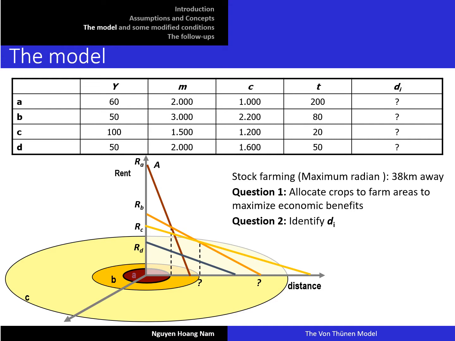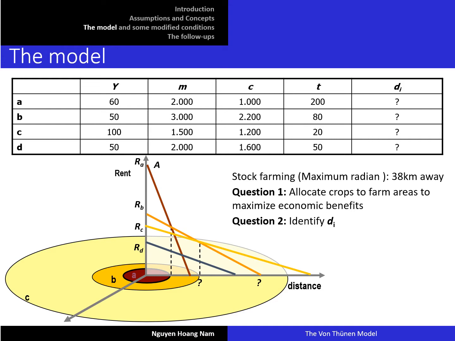Y is yield. It's a constant in the table, as you can see. M is the market price, C is the cost of production, and T is transport cost per unit of product. M, C, and T are not going to change during our calculation. In other words, they are constant, just like Y, the yield. So if D increases, then LR decreases, and the other way around.